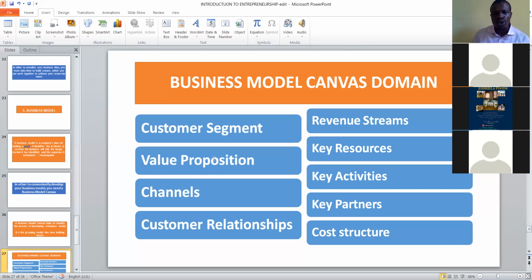Value proposition. What value are you offering? Can somebody give me a business idea that we can use for this example? What business idea should we use? Hello, can you hear me? Okay, Oshisoya said fish farm.